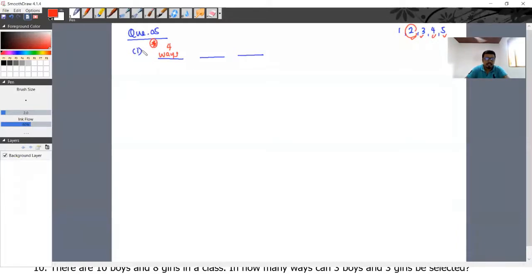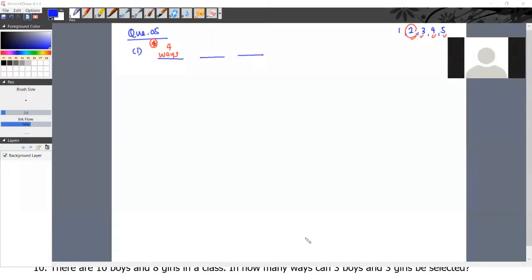See, when there is a condition, first we need to meet that condition. First we need to satisfy that condition. Okay. Then, if the repetition is not allowed, how many options do I have here? Again 5 options? If repetition is not allowed, we have 4 options, 4 ways.